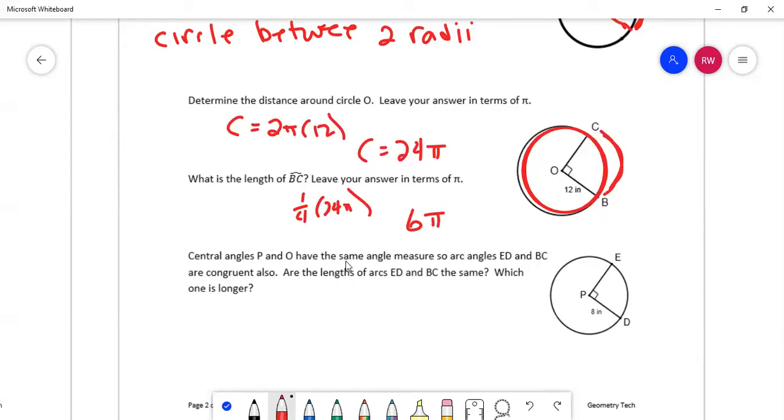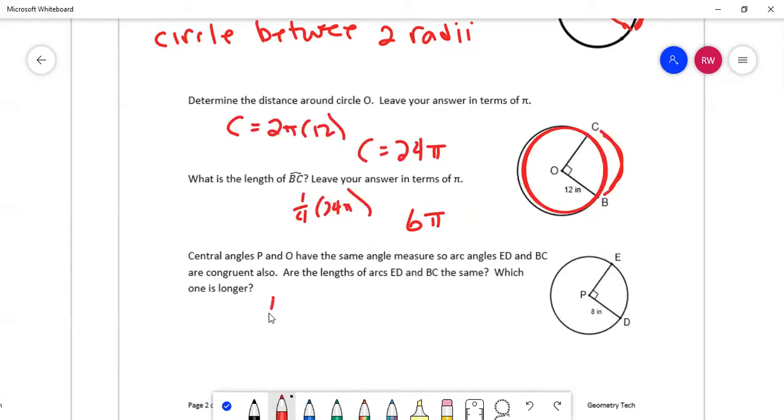All right, now let's switch a little bit here. We've got circles, central angles P and O have the same measure. They're both 90 degrees. So the arc angles ED and BC are the same. The central angles are the same, the arc angles are the same. We talked about that a long time ago. Are the lengths of ED and BC the same? Think about this for a second. This has a 12-inch radius, this has an 8-inch radius. Are these arc lengths the same?